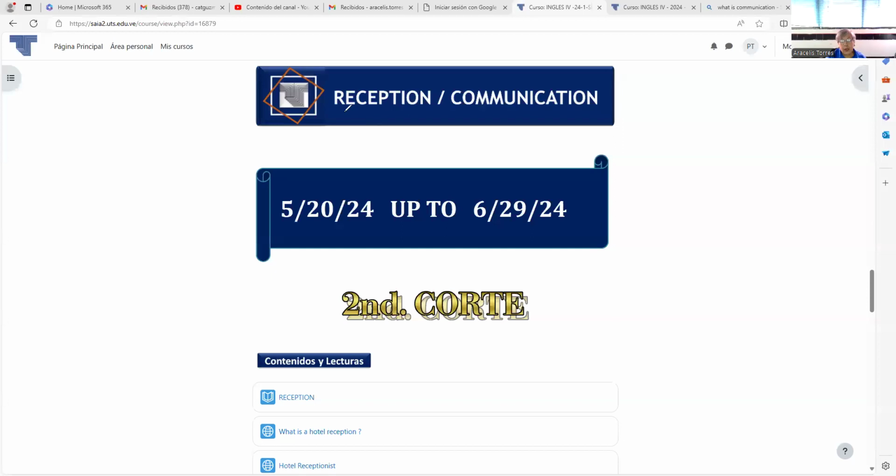We are going to start the second core of English 4. It has to do with reception and communication. Here we have the two schools, tourism and publicity.